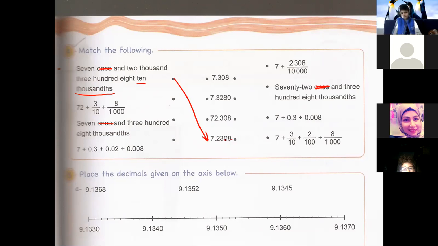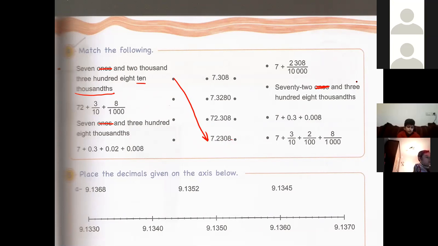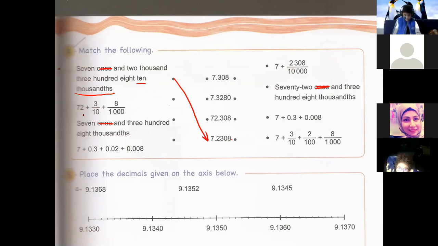Now, Asil Haidar. Teacher, do we make it in the ruler? No need, no need. Yalla Asil. 72 plus 3 over 10 plus 8 over 1,000. Now this part is so clear. Which one is the correct choice? The third one. Excellent. Why?